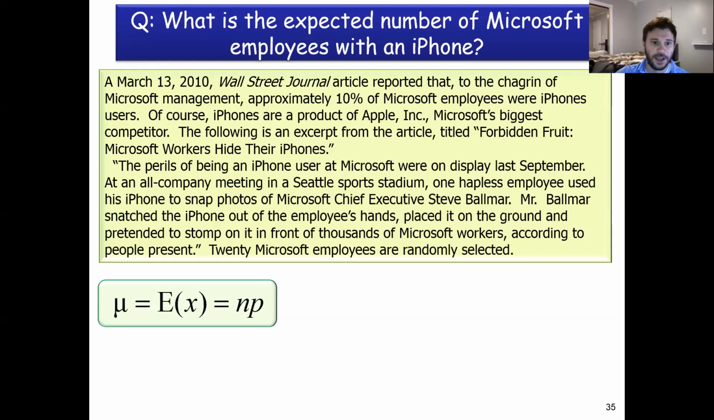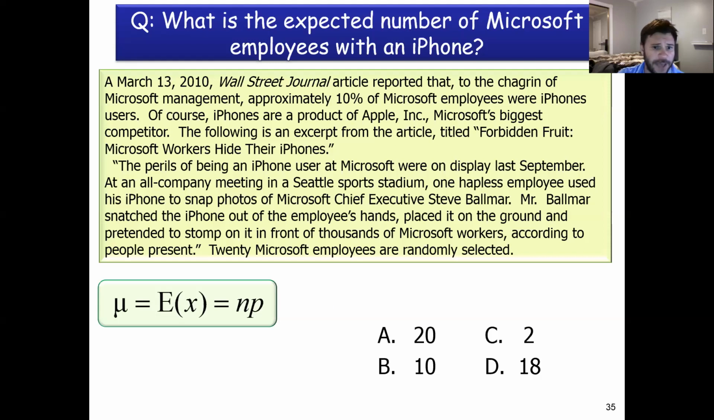It was a joke, but he was trying to get a point across that you shouldn't be using the competitor's products. And the first question we're going to ask here is, if we were to randomly select 20 Microsoft employees, so we're thinking about 20 trials, given this success probability of 10% based off of this historical average, if there's a 10% chance each one independently would carry an iPhone, then on average, what is the expected number of Microsoft employees with an iPhone from this group of 20?